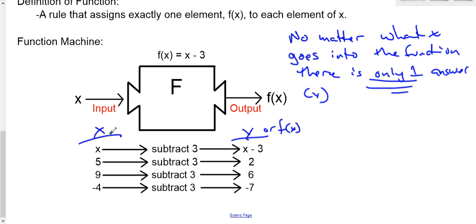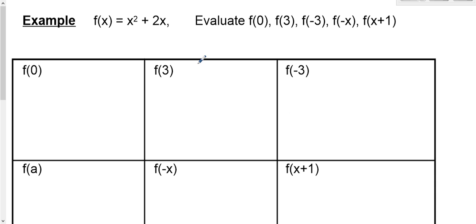So think about that like when you're making a table of values and you're plugging in all your values of x, then you get your answer, and those values are your y values, now known as f of x, the function evaluated at the value of x that we plug in. Okay? All right, so let's go on and look at some examples here.